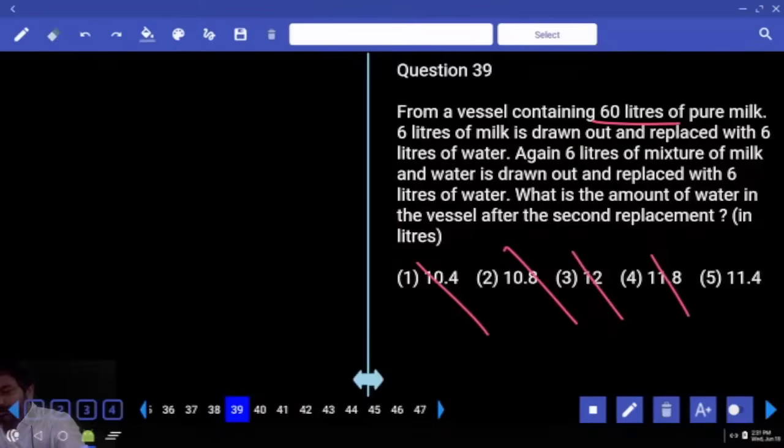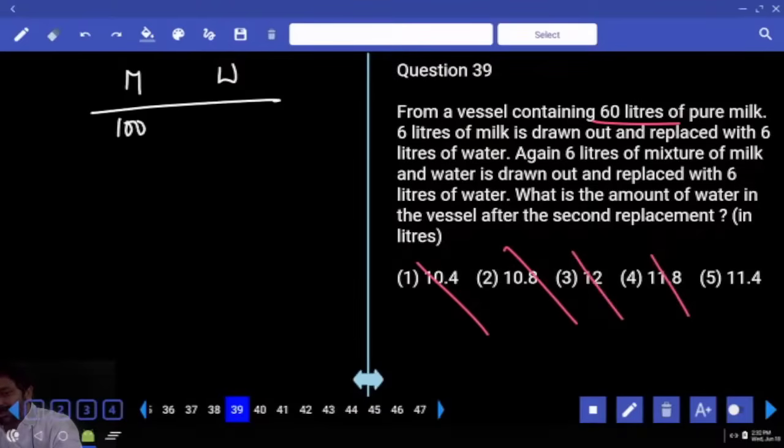So don't confuse. Milk will have only one way. Milk is going out, only one direction. When it comes to water, from the second time onwards, some quantity of water goes out and some other quantity of water will come. So it has two-way direction. Don't touch two-way direction, touch only one-way direction.